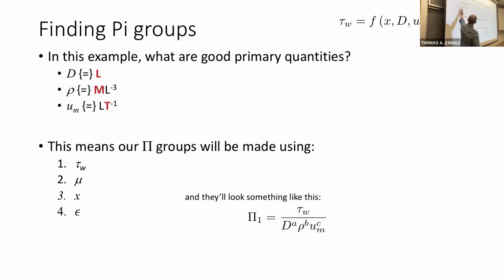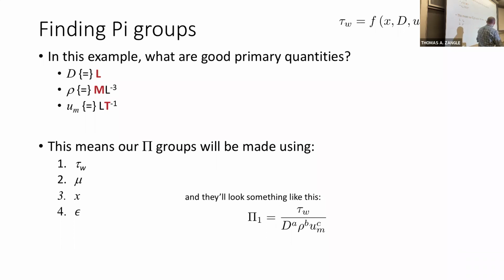Because we've chosen our primary quantities, each one of these pi groups is going to look something like this. So pi 1, the pi group for tau wall, is going to be the ratio of tau wall to the product of our primary quantities, each raised to its own power. This is the form of a dimensionless group that we're looking to solve for. In this case, it's going to be tau wall over d to the a, rho to the b, u to the c.